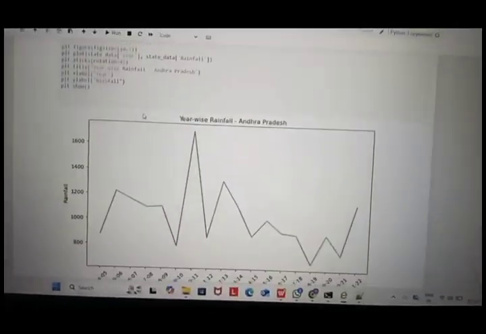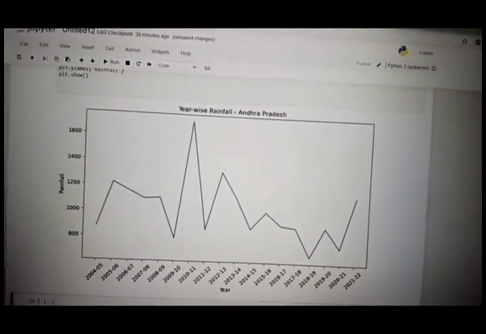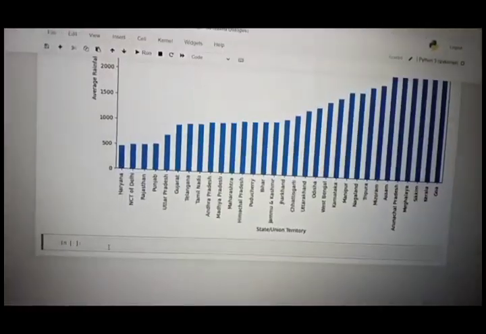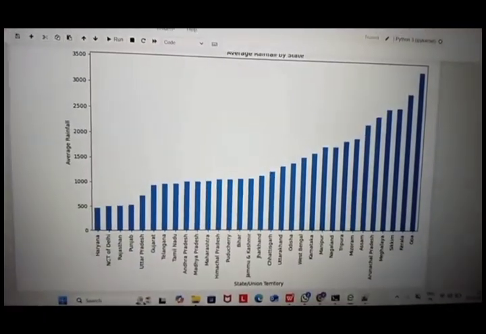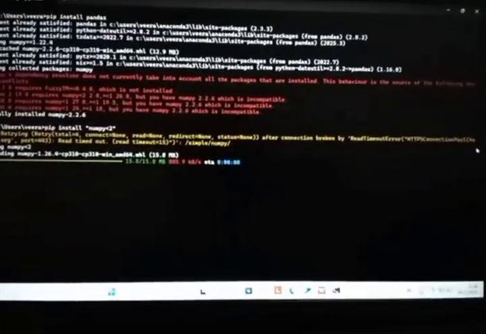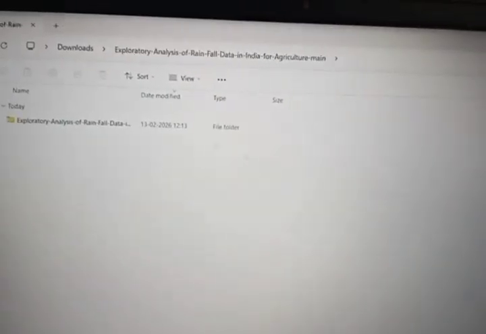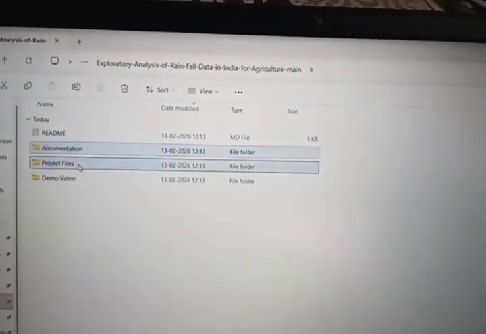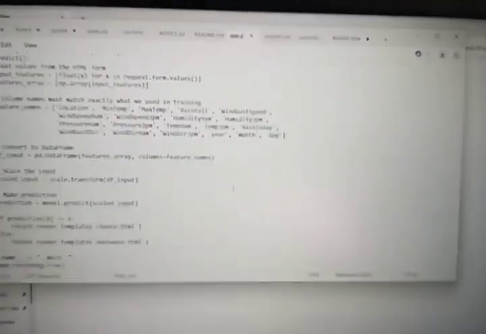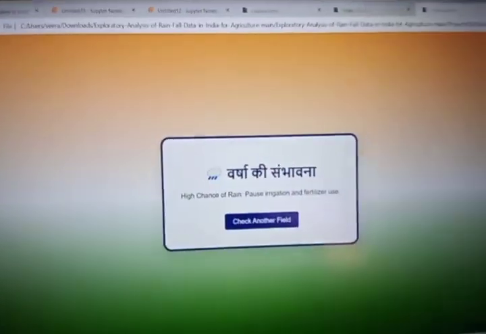Now we can see the graphical analysis is performed to study rainfall trends, like heat maps and line graphs, to understand the variations. In the final step, the system displays the prediction results for today's weather. If the model detects a high probability of rainfall, it shows chances of rain today. If the probability is low, it displays no.